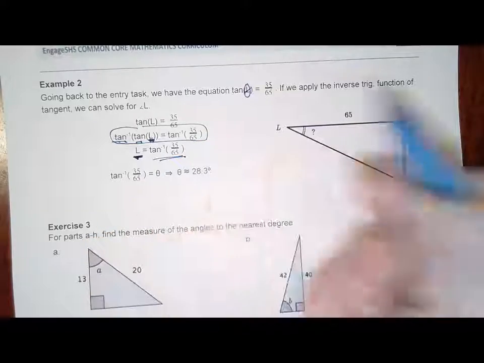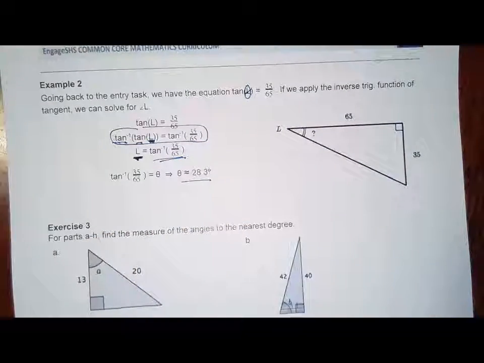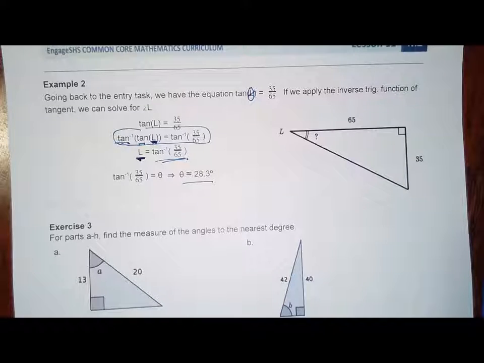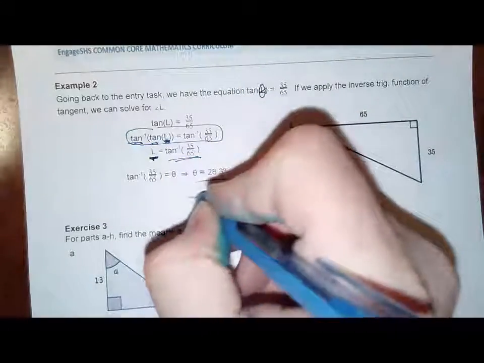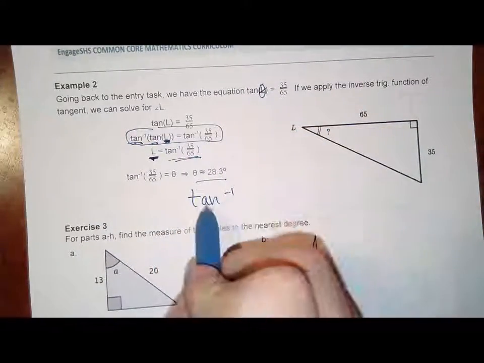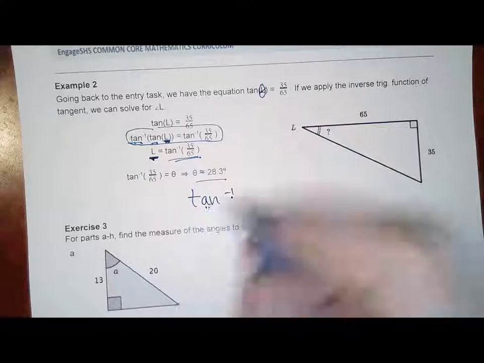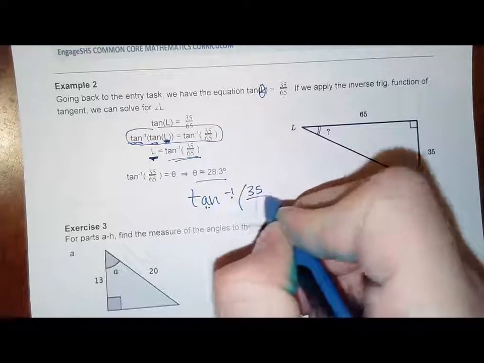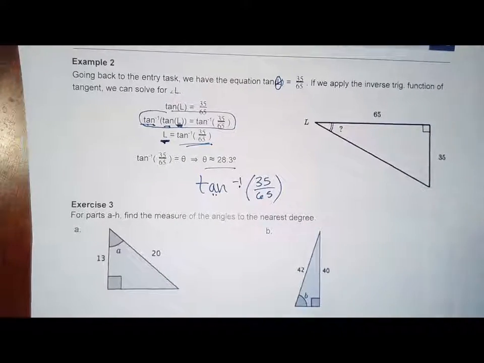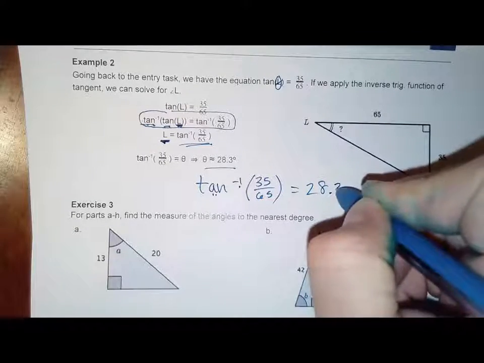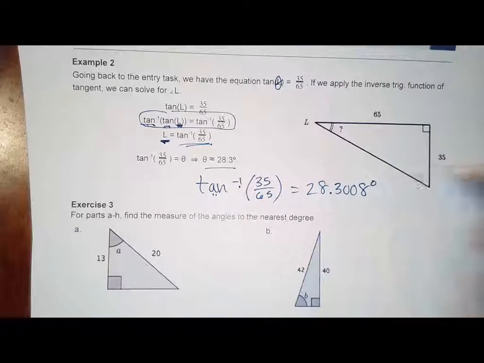And you can literally plug this in your calculator. I'm telling you the answer is approximately 28.3, but go to your calculator and plug it in. When you press the trig button, there's an entire row of inverse operations. Just go over to tan to the -1 power, but we say tangent inverse or inverse tangent, and plug in 35 over 65. Oh dang, it's 28.3008 degrees. So we can get even more accurate than the example there.